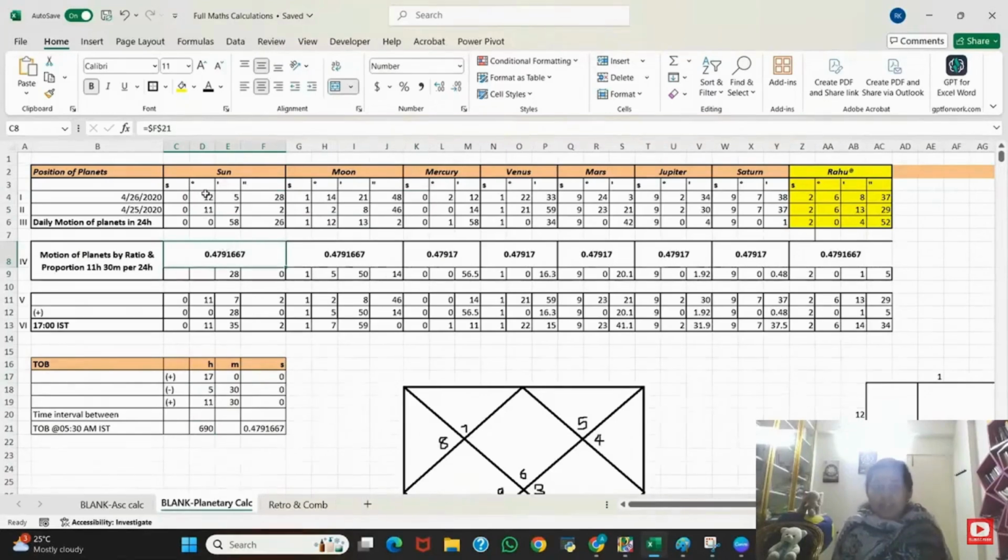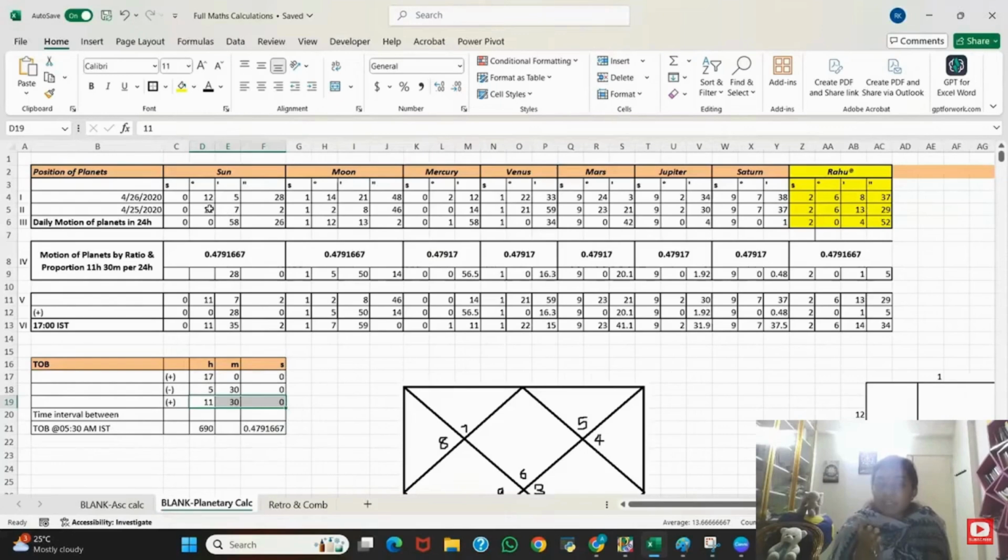It is like, this is 5 hours 30 minutes of 26th April, and this is 5 hours 30 minutes of April 25th. So if we take it as 17 hours, then we have to find out from 5 hours 30 minutes how much it is. That's the calculation I have done here. The time of birth is 17 hours, but the standard time is 5 hours 30 minutes. Between that, how much time is there? That is the 11 hours 30 minutes. So in this 11 hours 30 minutes, how much have the planets moved?